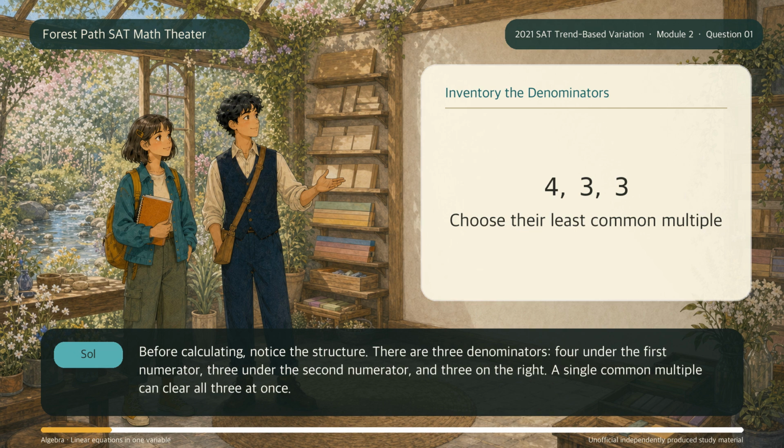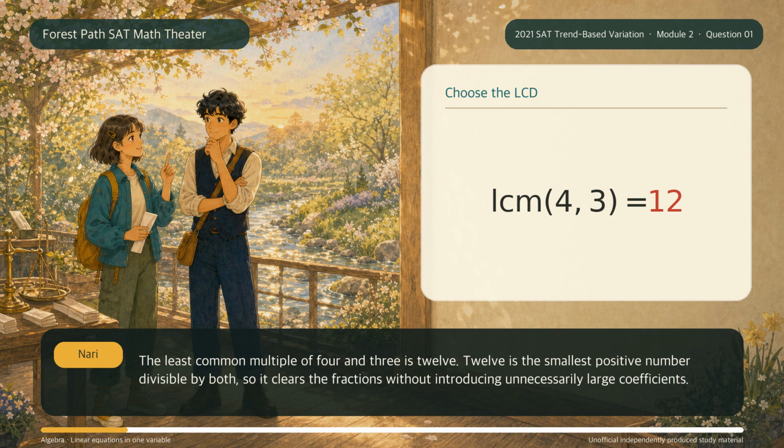Before calculating, notice the structure. There are 3 denominators: 4 under the first numerator, 3 under the second numerator, and 3 on the right. A single common multiple can clear all 3 at once. The least common multiple of 4 and 3 is 12. 12 is the smallest positive number divisible by both, so it clears the fractions without introducing unnecessarily large coefficients.